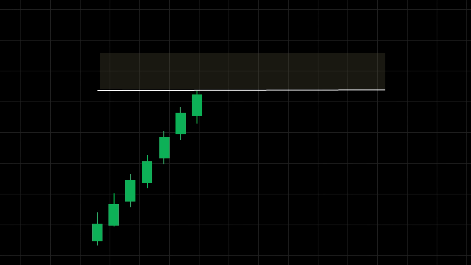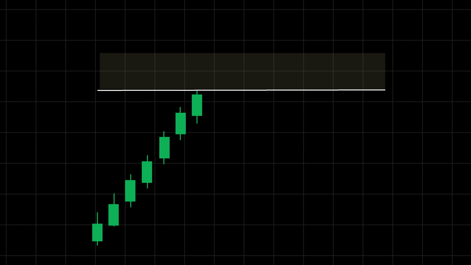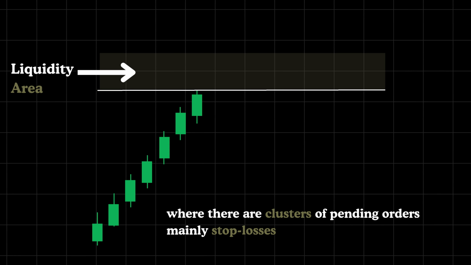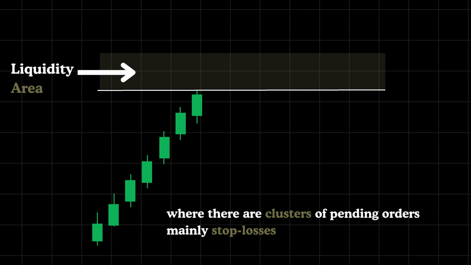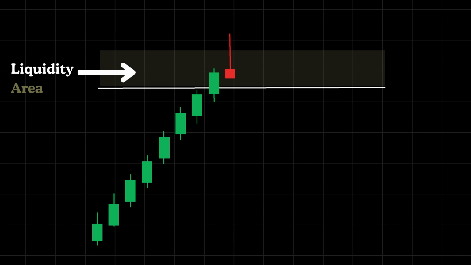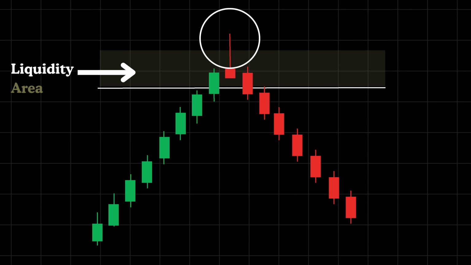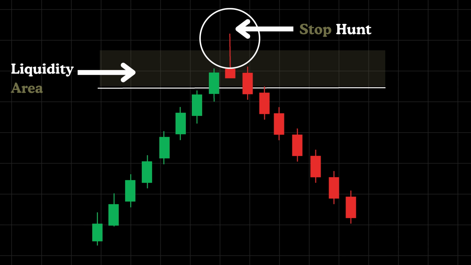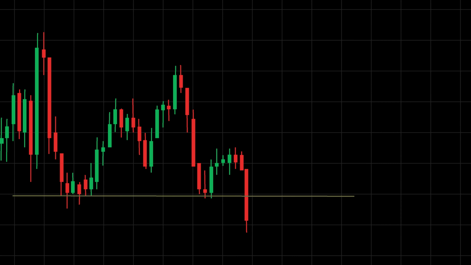Let's dive in. We'll begin with the core of all smart money concepts, liquidity. Liquidity points are areas on the chart filled with pending orders, mostly stop losses. These regions act like magnets for smart money. They're fully aware of where the majority of retail traders place their stops, and their goal is to target and trigger them.